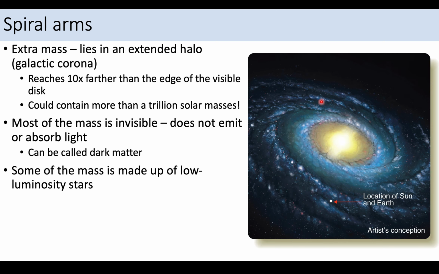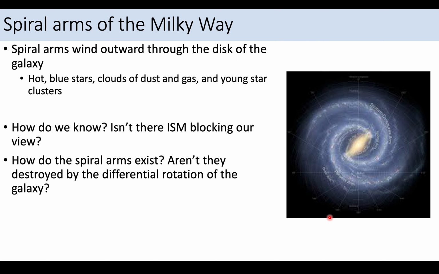Most is invisible, meaning that it doesn't emit or absorb light. So it would be considered dark matter, something that does not emit or absorb light. So again, that's why we do not see it. Some of the mass might be very low luminosity stars to the point where we still don't see them. But for most of this extra mass in this extended halo, way out past the edge of the visible part of the galaxy, it's going to be invisible to us. We won't actually be able to see it.